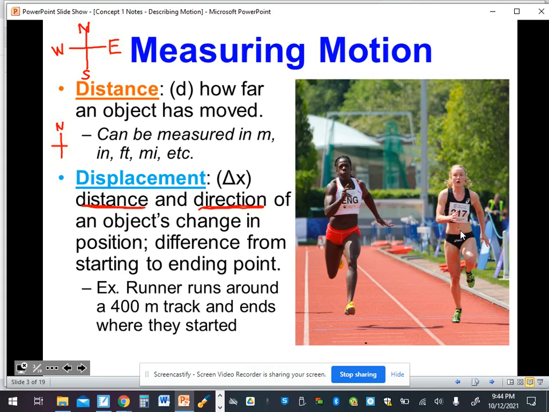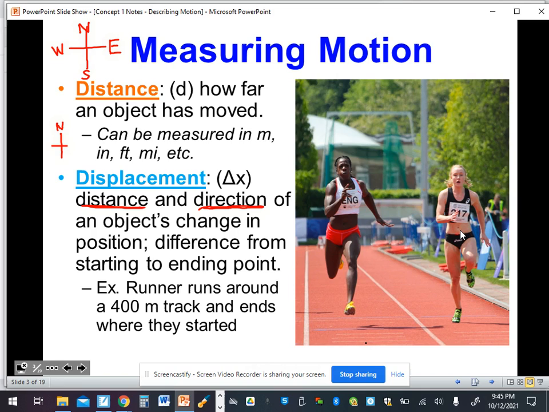Okay, so the runner runs around a 400-meter track, and they end up where they started. So what's my distance? How far did the runner travel? And what is their displacement? How far are they from their starting point and in what direction? Okay. So distance, how far did they run?